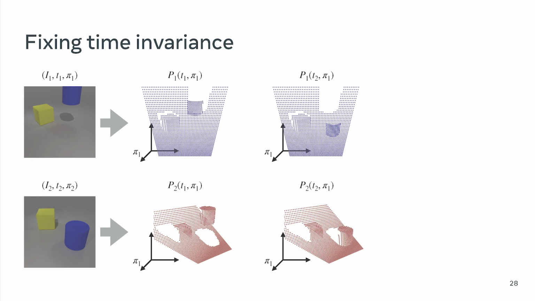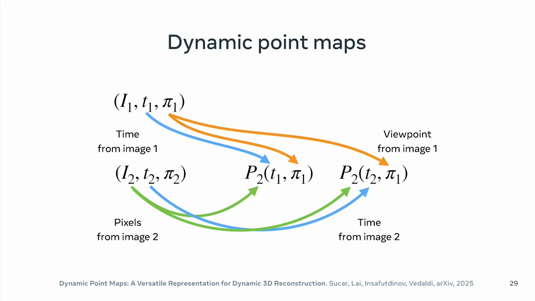And we're going to introduce the time variable. So let me unpack this again with the same notation as I used before. We have two images, I1 and I2. We have two viewpoints, pi1 and pi2. But we also have two times, because the time is changing. So we have T1 and T2.